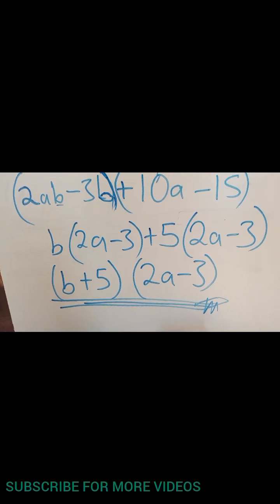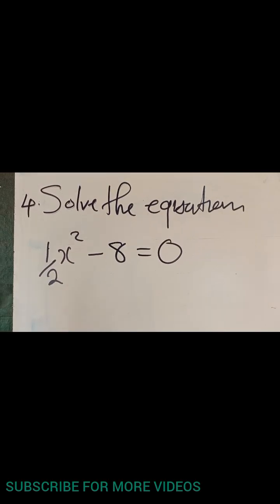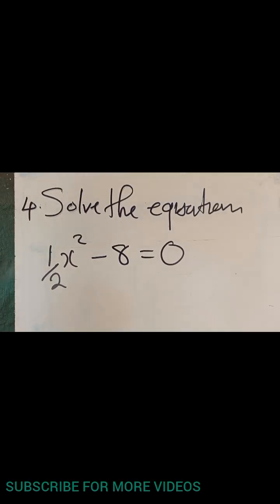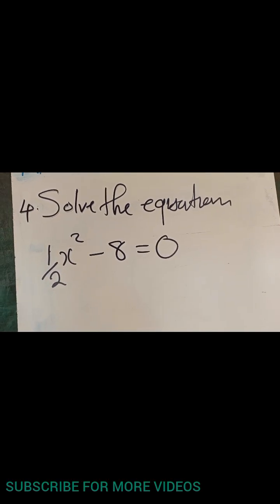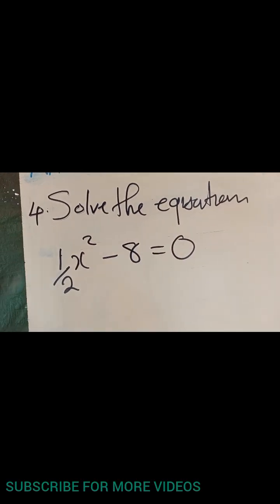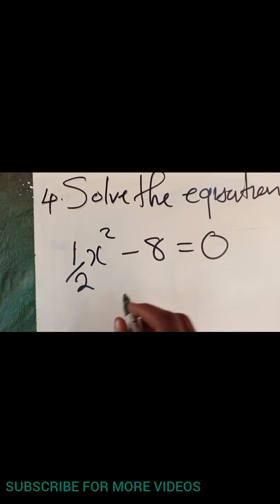So this is how you need to factorize by grouping. Okay, so we move on to question 4. Question 4, we have solve the equation. To solve the equation, we must first start by collecting the like terms.